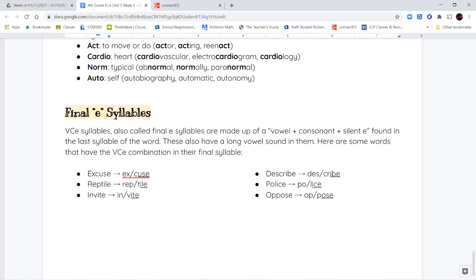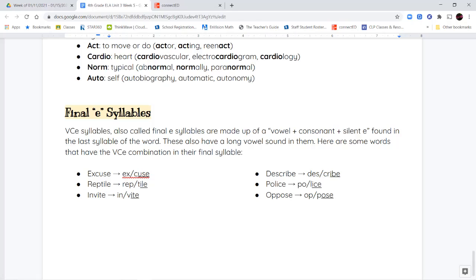And last, we're going to talk about final E syllables. Now, this is something we touched on a little bit in the past. A final E syllable usually has the VCE in it. So vowel, consonant, and then a silent letter E. Those are usually the last three letters in a final E syllable, which is also called a VCE syllable. So vowel, consonant, silent E. And these are the last syllable of the word. Now, these also have a long vowel sound in them.